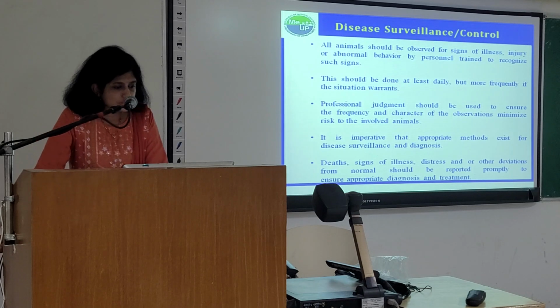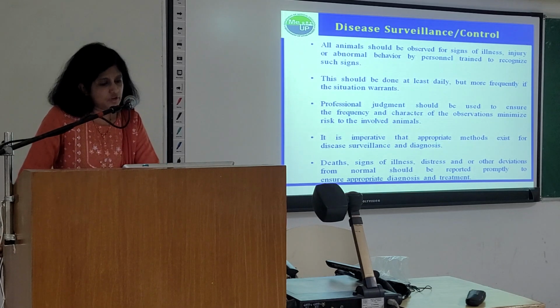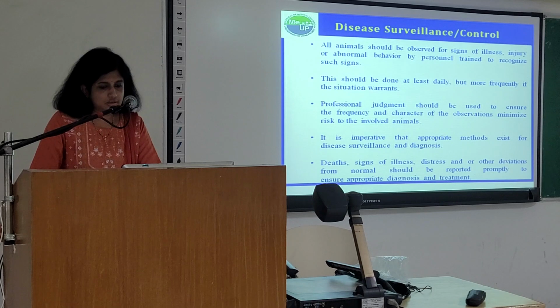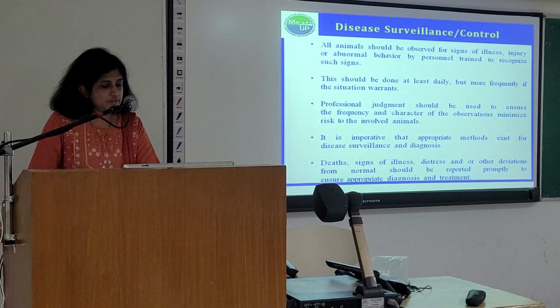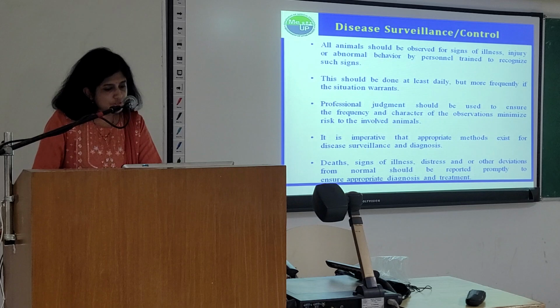Then how to control the disease. All animals should be observed for signs of illness, injury or abnormal behavior by personnel trained to recognize such signs. This should be done at least daily but more frequently if the situation warrants. Professional judgment should be used to ensure the frequency and character of the observations minimize risk of the involved animals.